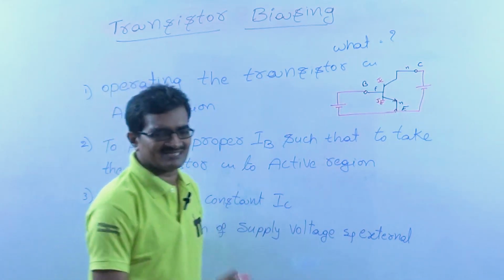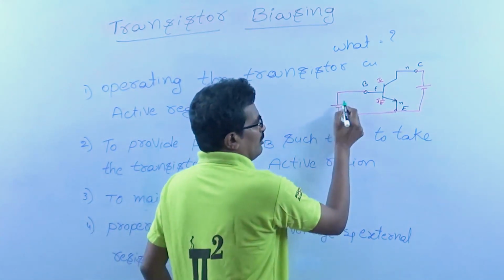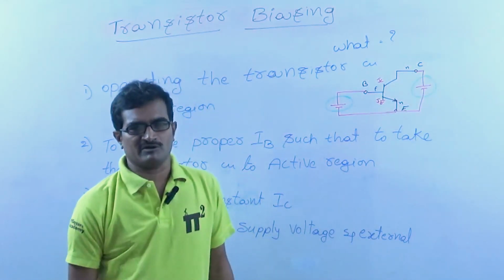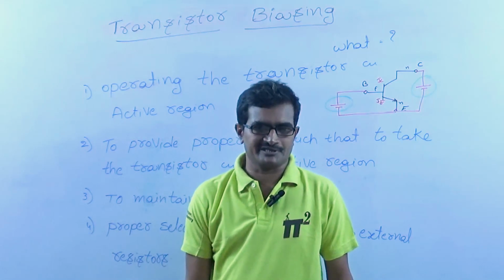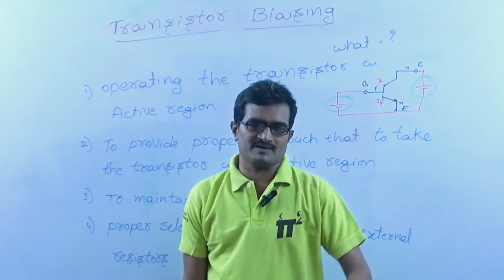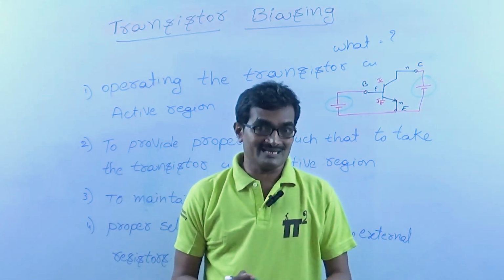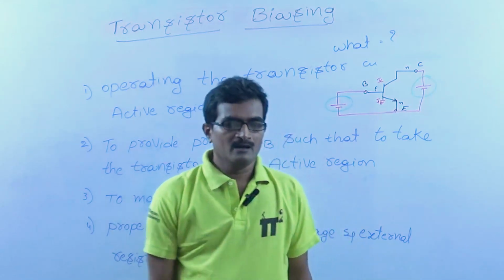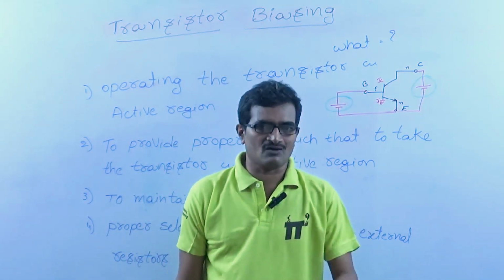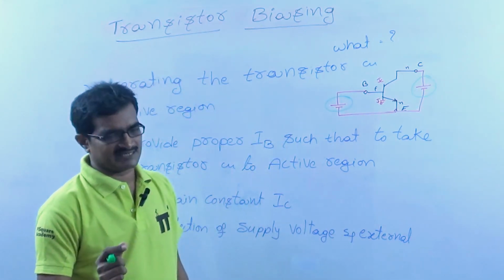So how many power supplies are you using? That is the point here. One power supply, and a second power supply. You are using two power supplies to operate your transistor in the active region. That is the drawback. You should operate your transistor in the active region with a single power supply. That is our motto. Operating your transistor properly in the active region is called biasing. So now we are giving high priority to transistor biasing.